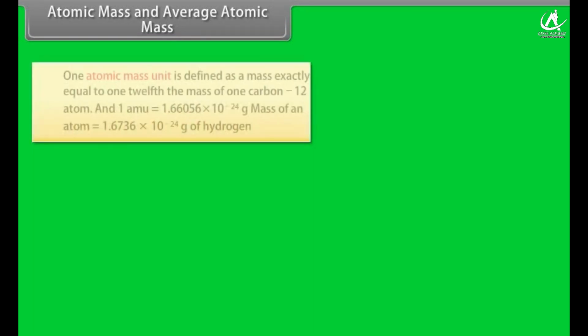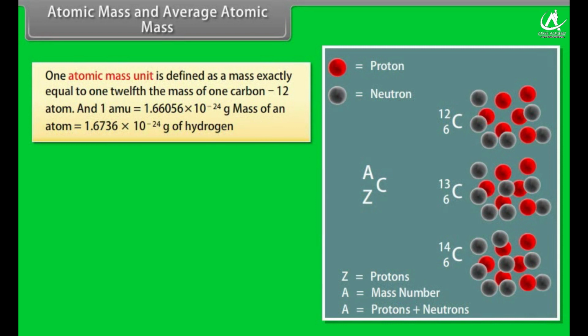Atomic mass and average atomic mass. One atomic mass unit is defined as a mass exactly equal to 1/12th the mass of one carbon-12 atom. And 1 AMU is equal to 1.66056 × 10^-24 gram. The mass of a hydrogen atom is equal to 1.6736 × 10^-24 gram.